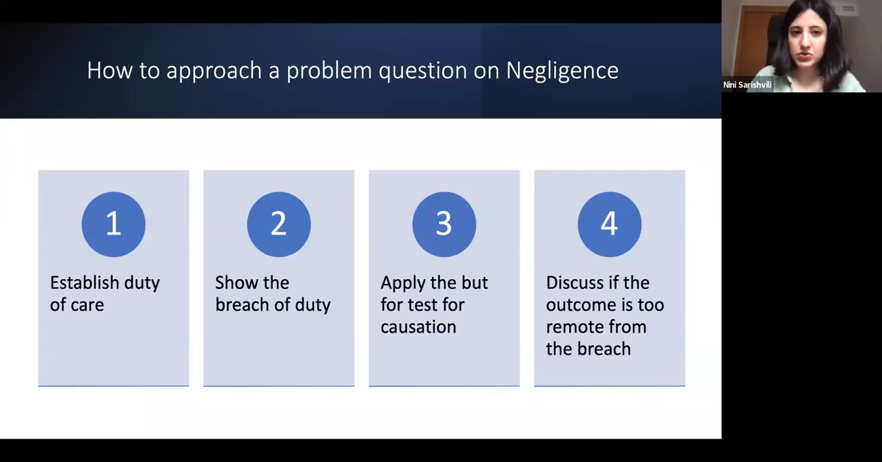So how do we approach a problem question of negligence? Firstly, you need to establish duty of care. You need to show that there is breach of duty. You need to apply the but-for test for causation, and you need to discuss if the outcome is too remote from the breach. As long as all these 4 elements are discussed in detail and all the relevant cases are applied, you should be getting a high grade.